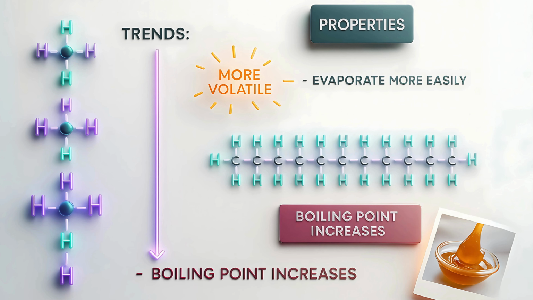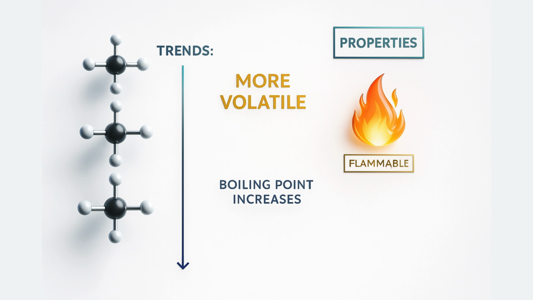This increase in boiling point also influences another property, volatility. Short-chain alkanes are more volatile, which means they evaporate more easily due to their low boiling points. In contrast, long-chain alkanes are less volatile and tend to be more viscous, which means they are thicker and stickier in texture, similar to the consistency of honey. Another trend is flammability. Shorter alkanes ignite more easily and are therefore more flammable than longer ones. This makes the smaller alkanes especially useful as fuels, as they burn readily and cleanly in oxygen to release energy.